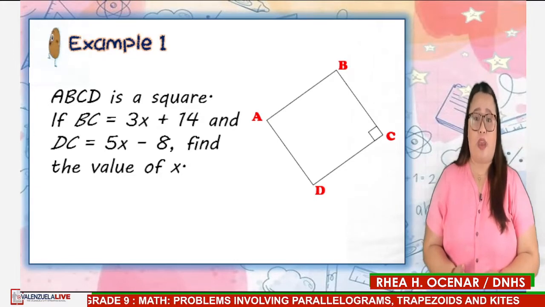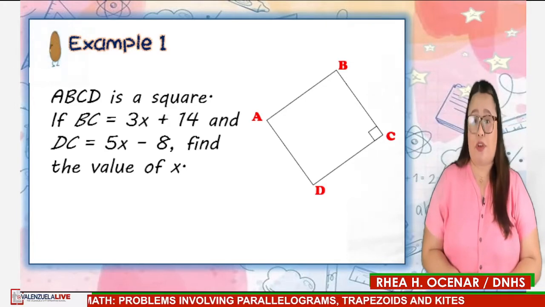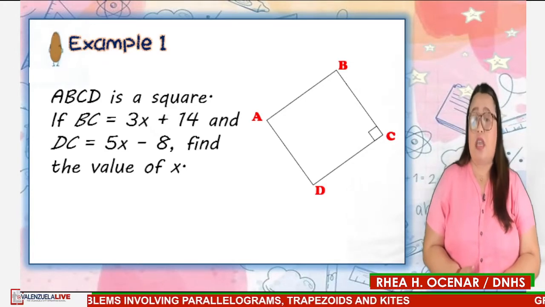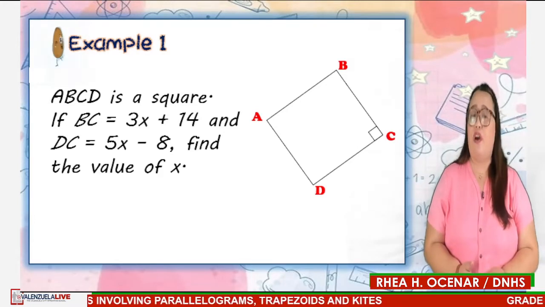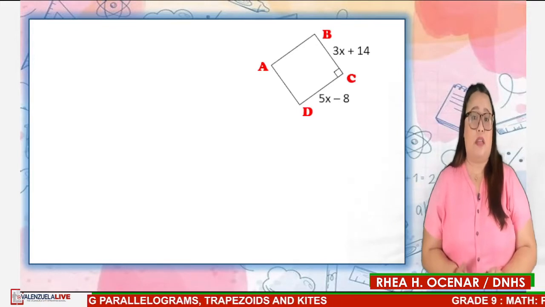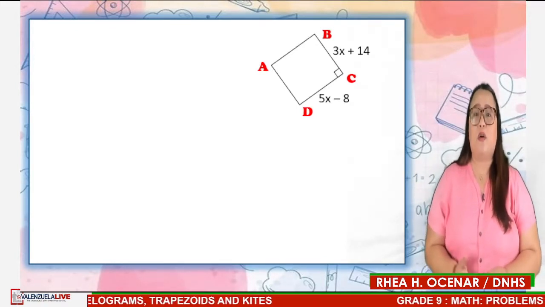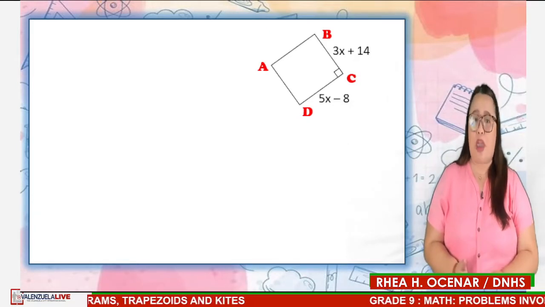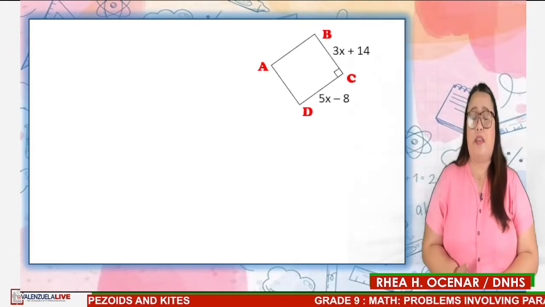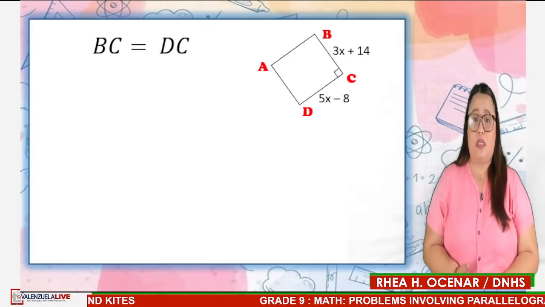ABCD is a square. If BC is equal to 3x plus 14 and DC is equal to 5x minus 8, find the value of x. Since the given quadrilateral is a square, and we all know that one of the characteristics of a square is all the sides are congruent. Therefore, we can say that BC is equal to DC.